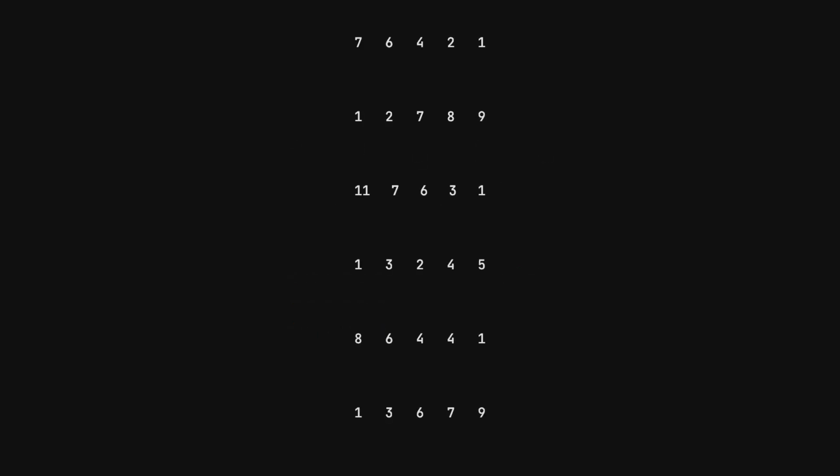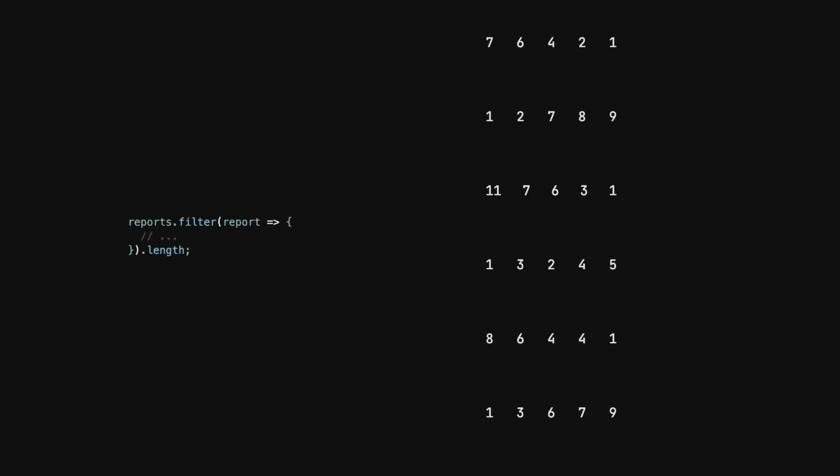Let's look at our test input. Given the rules we just described, we can see that we should expect 2 of these to pass. Starting out, we'll filter over each report and then return the length of reports that meet our criteria.